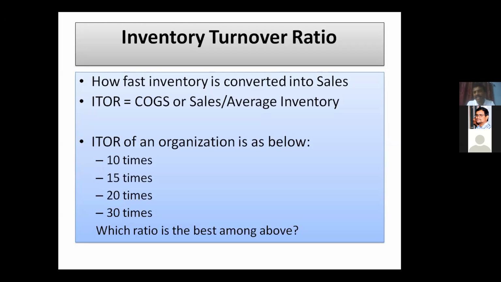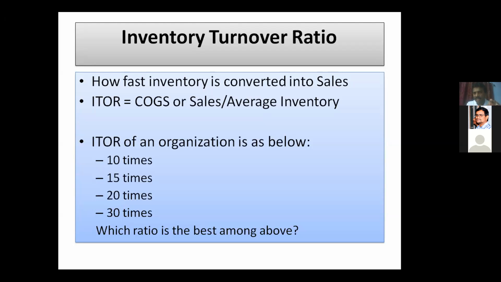What is the meaning of it? What does 10 times mean? On an average, in a span of 1 year, the company is able to convert its inventory into sales 10 times. When it is 30 times, on an average the company is able to convert its goods into sales 30 times. So higher the inventory turnover ratio, better the performance.